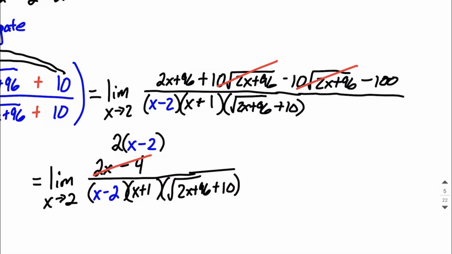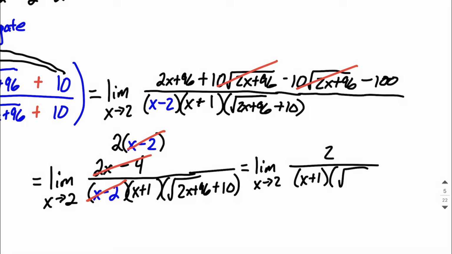We can go ahead and reduce this to lowest terms by canceling those out. All right, x minus 2 over x minus 2 means 1. And because we're taking a limit, that's not going to affect our problem. We're allowed to do that. All right, so what remains in our numerator? 2. What remains in our denominator? x plus 1. And that square root of 2x plus 96 with a plus 10 hanging out next to it.